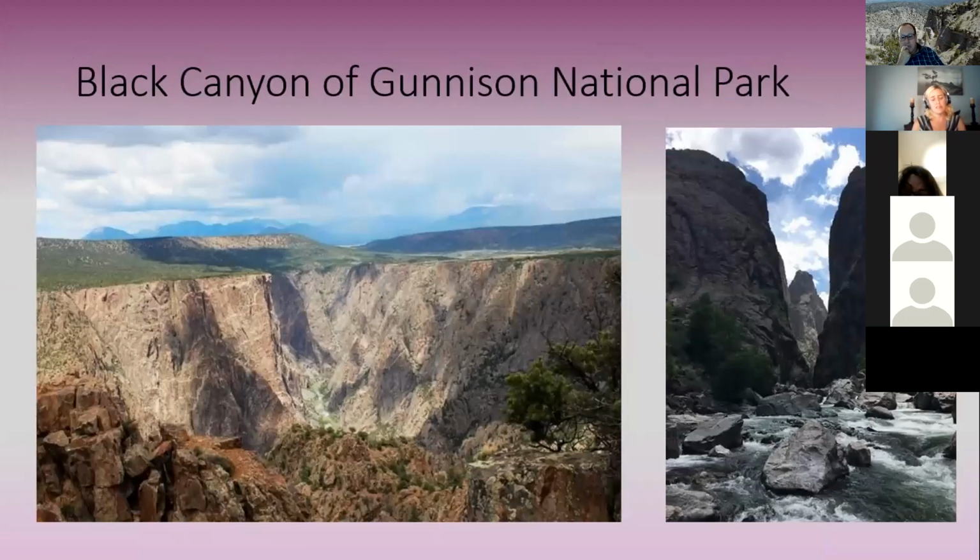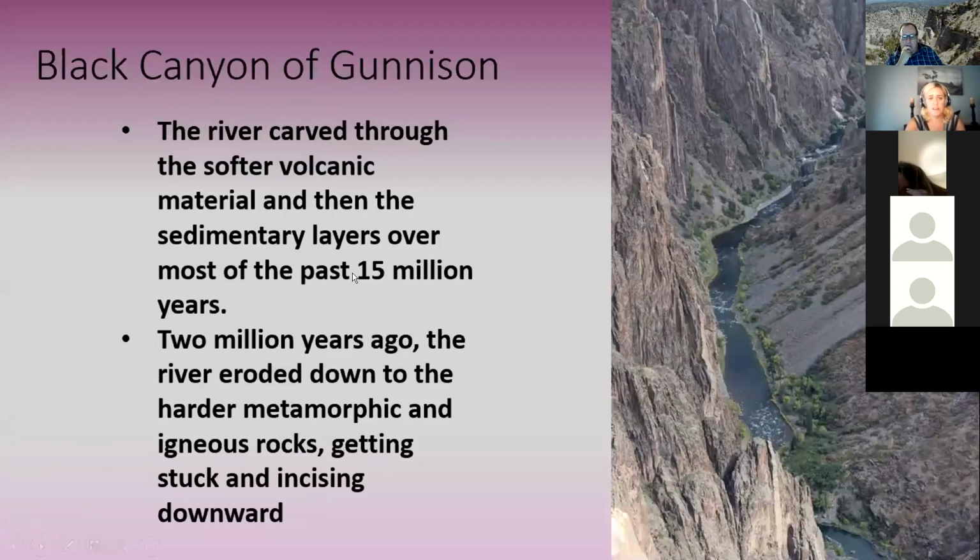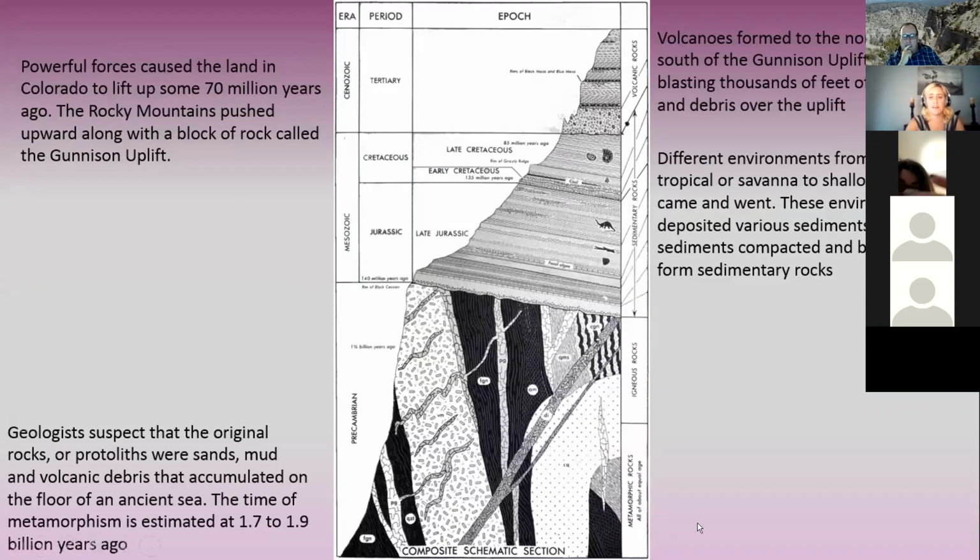Okay, and next, Black Canyon of the Gunnison National Park. This is very similar. You're probably seeing a trend here with these parks out west. We have our older Precambrian rocks down here. These are our metamorphic rocks. And on top of this, we have our sedimentary rocks. We have 70 million years ago again in this area. It's known as the Gunnison Uplift. And then we have more recent volcanic activity on top of our sedimentary rocks.